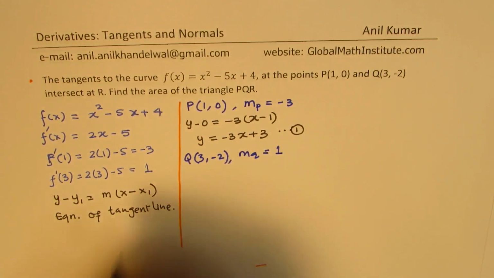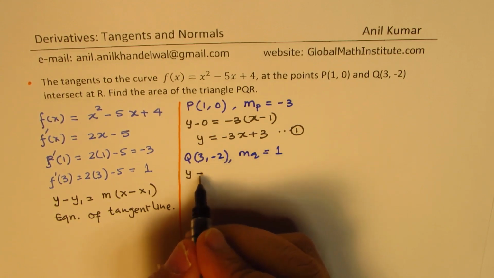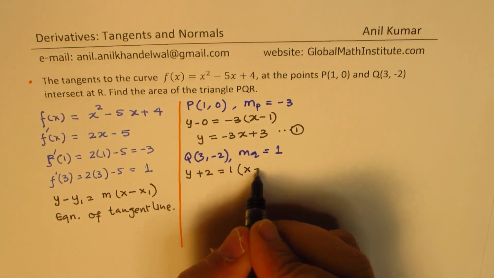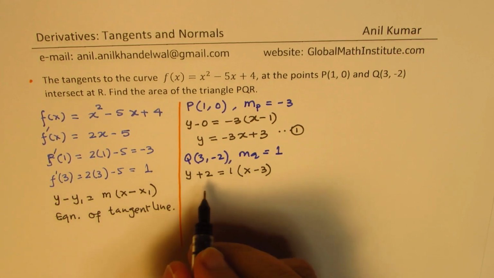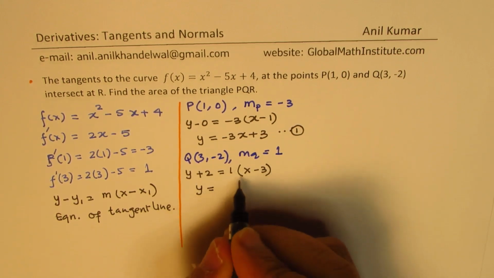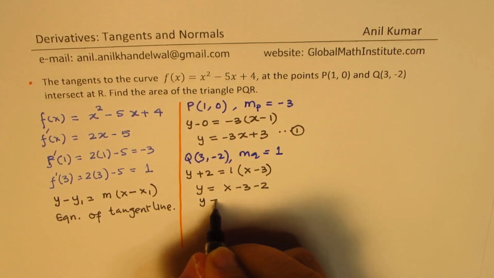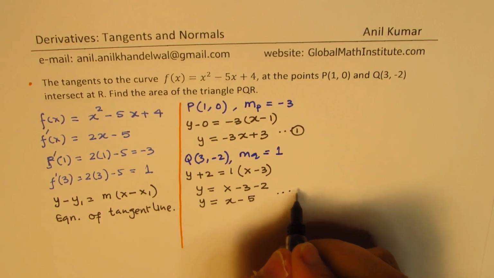Therefore, the equation of the tangent line will be y minus the y value, which is minus 2, so that makes it plus 2, slope is 1, times x minus 3. Perfect. So we get this equation. We can now write what y equals. Y is equal to x minus 3 minus 2, or we can say y is equal to x minus 5. We'll call this our equation number 2.